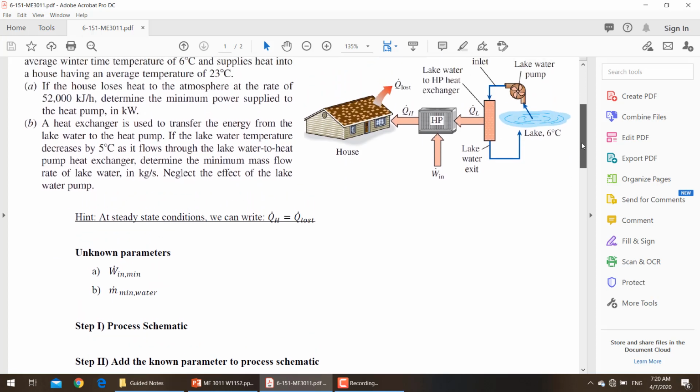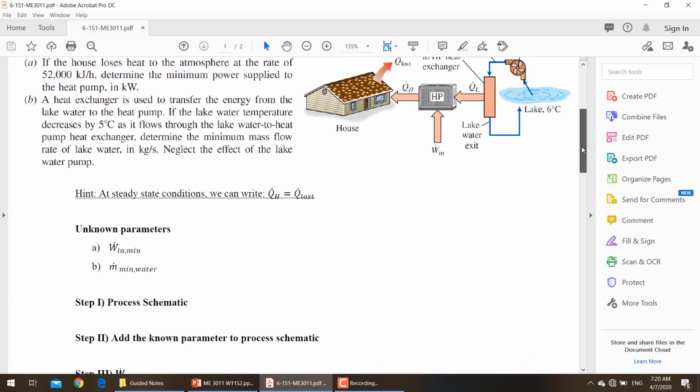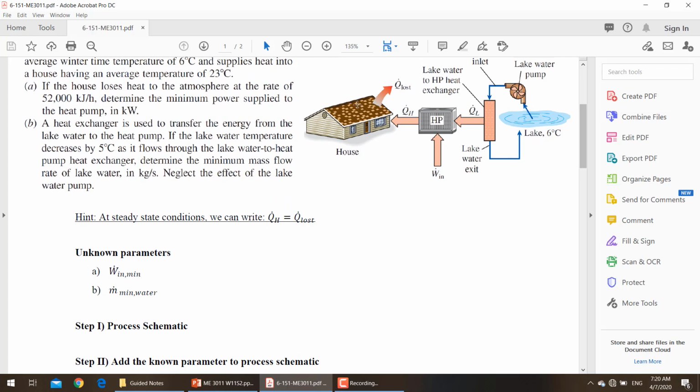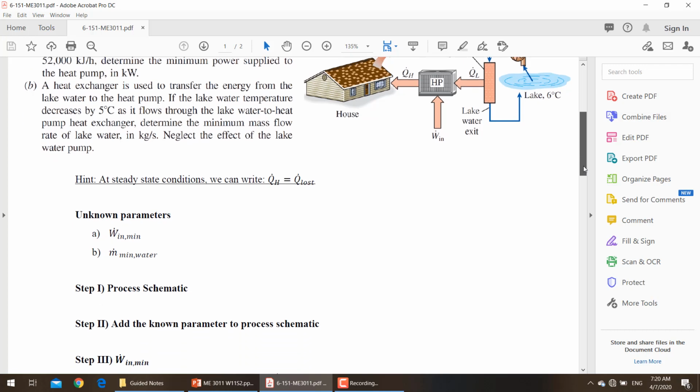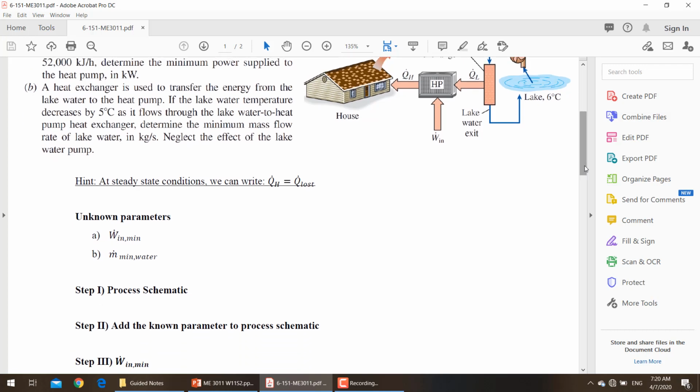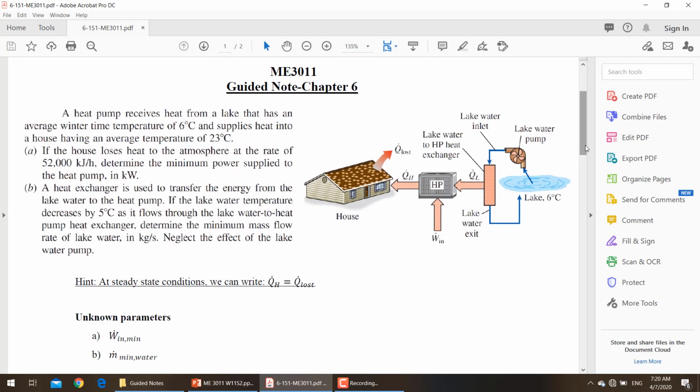The process schematic is available. So add known parameters to the process schematic. So you just need to add the available information. The third step, guys, you need to find the W dot in, the first unknown parameter. To find the W dot in, guys, you need to select a control volume, correct? And then find the W dot in.